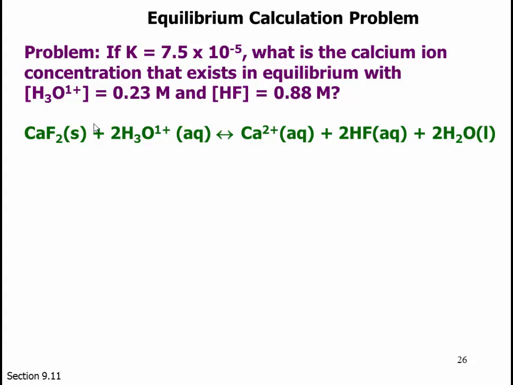Here's an actual calculation problem. We are given the equilibrium value of 7.5 times 10 to the minus 5, and we'd like to know what is the calcium ion concentration that exists in equilibrium if hydronium is 0.23 molar and HF is 0.88 molar.